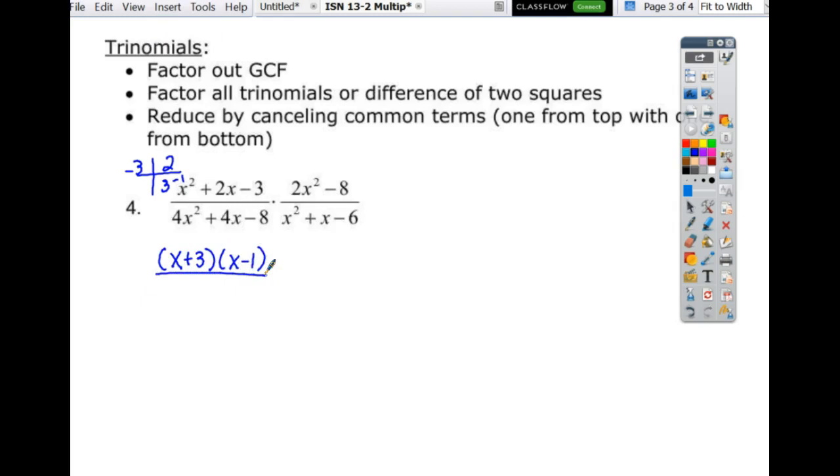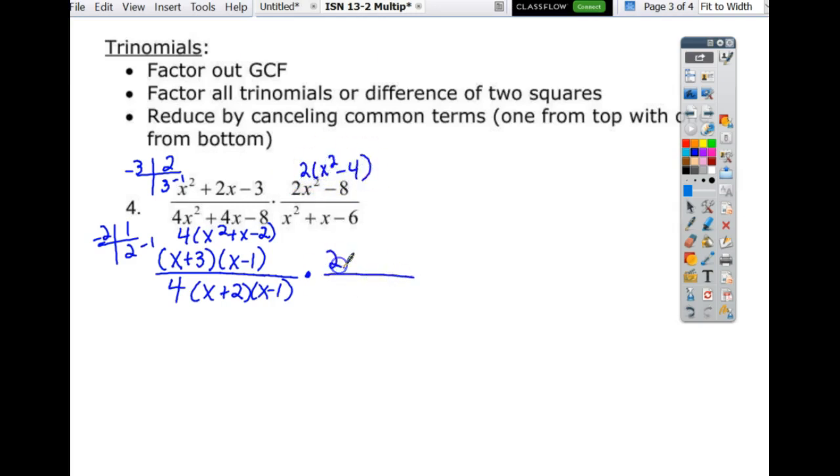On the bottom, can I take out a number? We can take out the 4. So once I take that out, we have to factor this now. I'm going to put the 4 here. So I have -2 and 1. So that'll be 2 and -1. So what's in common on top? 2? So I'm going to put the 2 here.